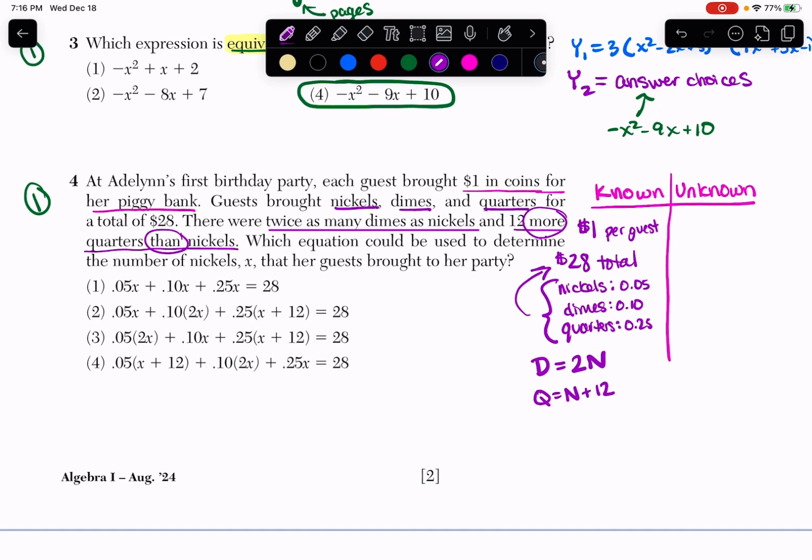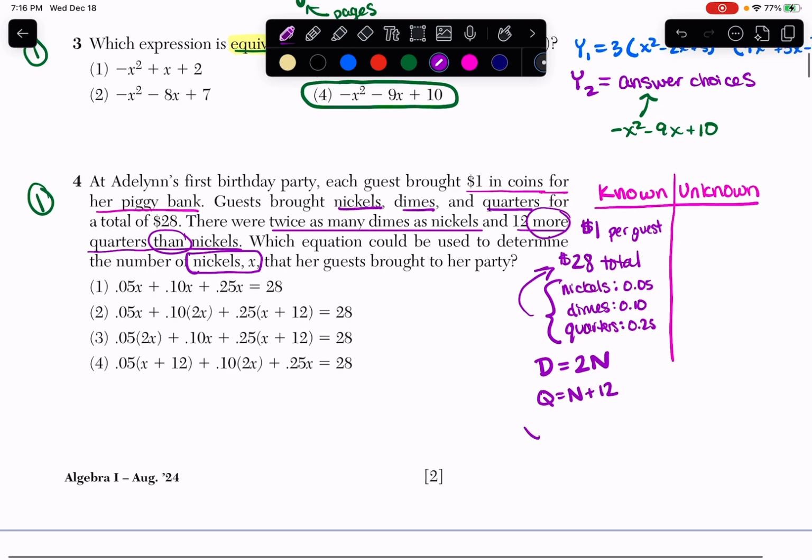Which equation could be used to determine the number of nickels, x? Okay, they're defining a variable for me, so they're saying x is nickels that her guests brought to her party. So I have a lot of pieces here, and a lot of variables, but what I'm noticing looking at their equations is all of their equations only have x. So I'm going to start by writing my own equation that's a little simpler.